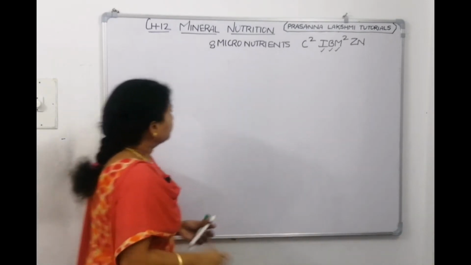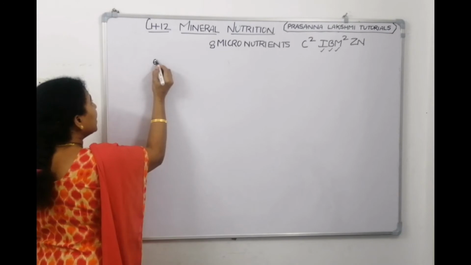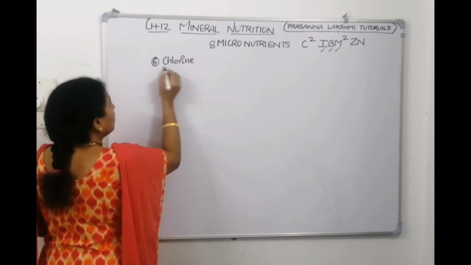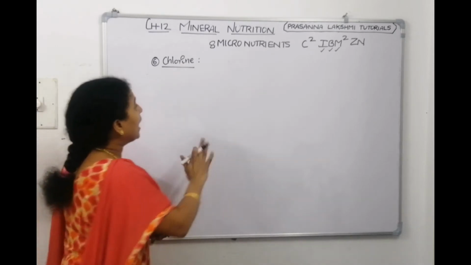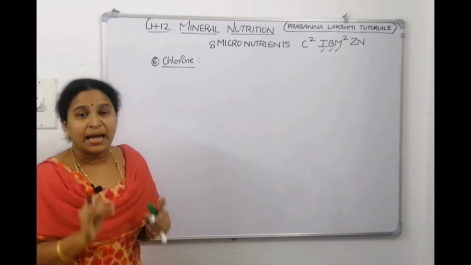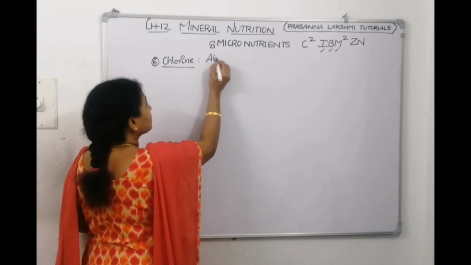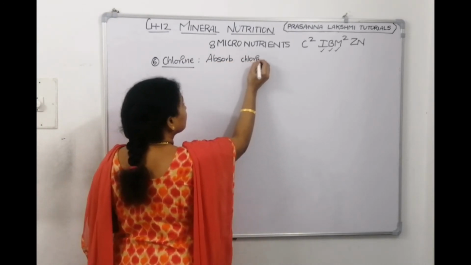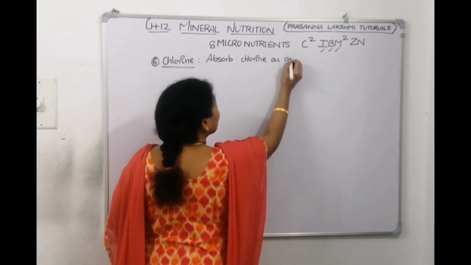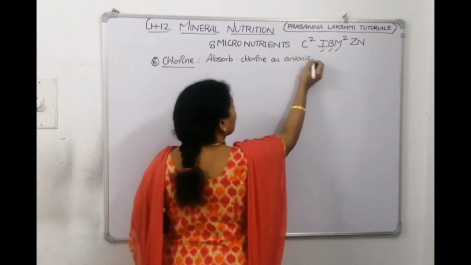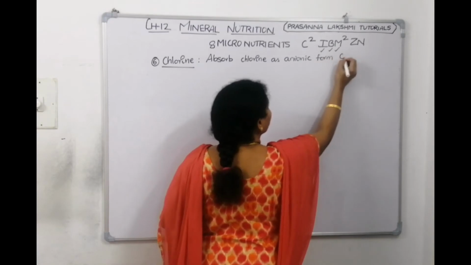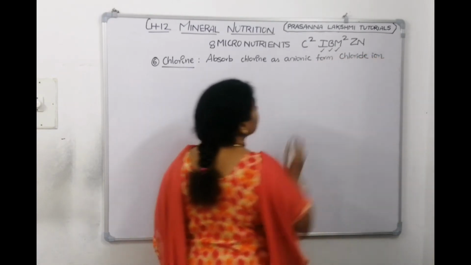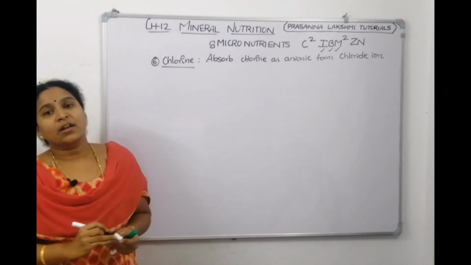Right? Now the 6th element is chlorine. Plant absorbs chlorine as chloride ion, an anion. Plant absorbs chlorine as an anionic form. What is the name of the anionic form? Chloride ion. It absorbs in the form of chloride ion.